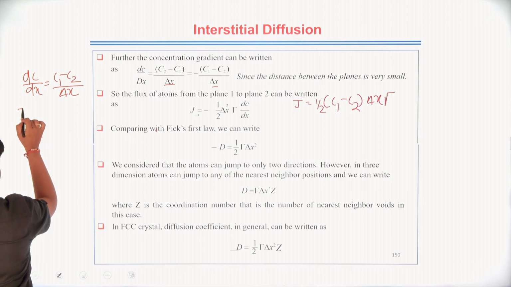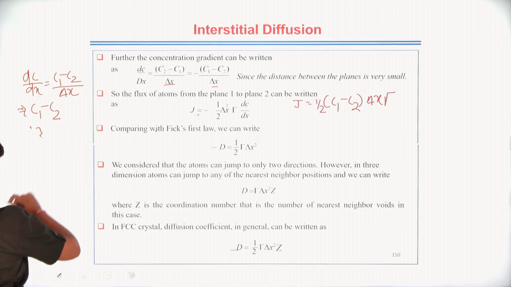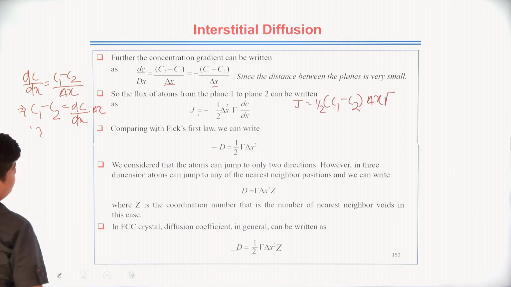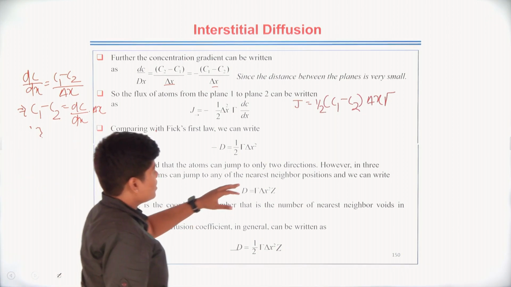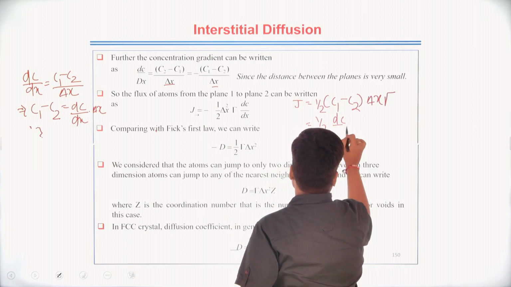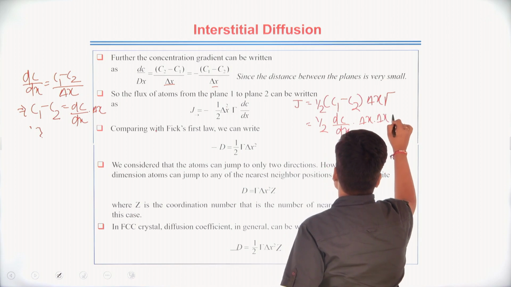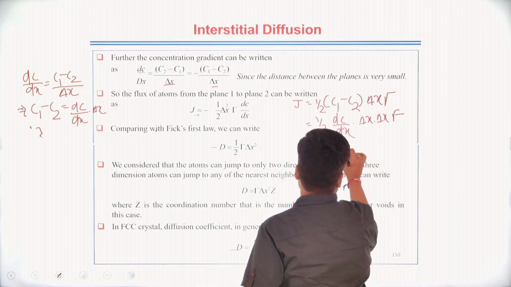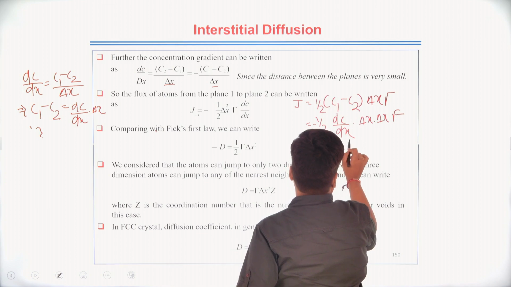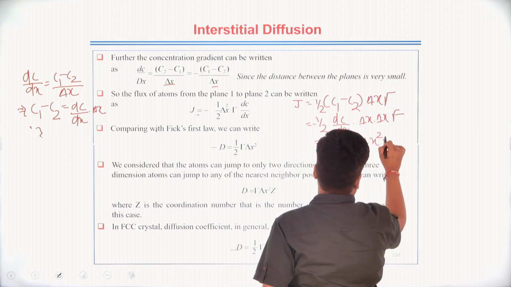Okay, so we can write C1 in the position of C1 minus C2 as dC by dx into del X. Here, in C1 minus C2, we write dC by dx into del X sigma. So the final equation will be half sigma, and a minus term will be there if I consider the negative concentration gradient. So dC by dx del X square sigma.